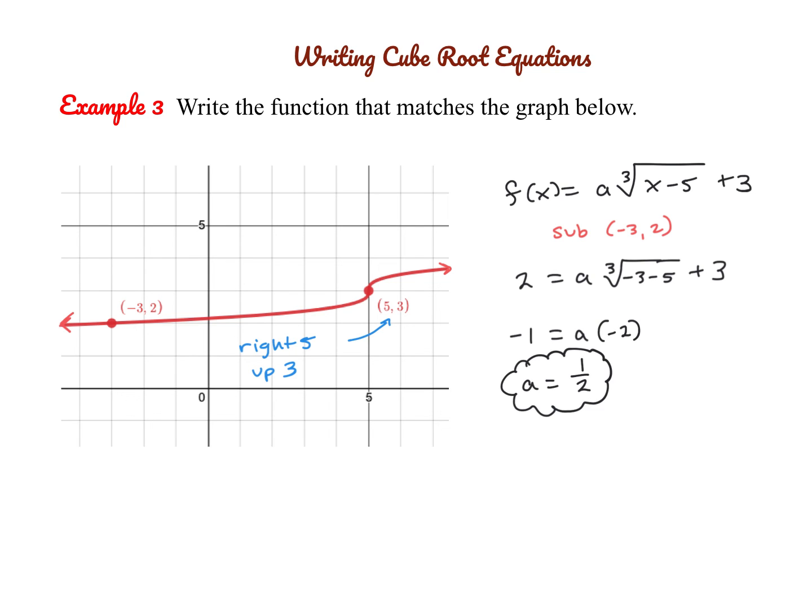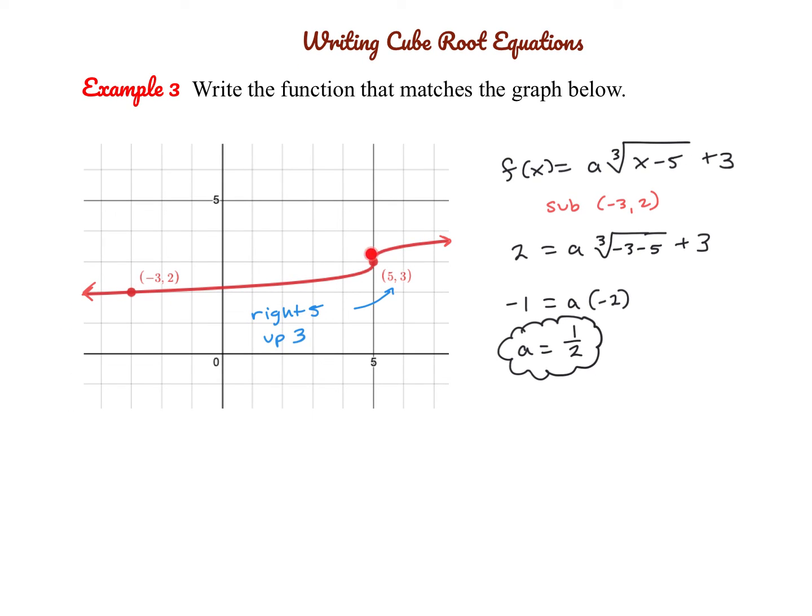Which makes sense looking at our graph. We know that there's no reflection, and it does look like it has been shrunk down vertically, so that makes sense in terms of our a value. So our function will be 1/2 times the cube root of x minus 5, plus 3.